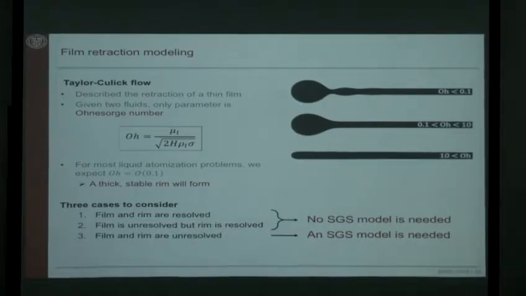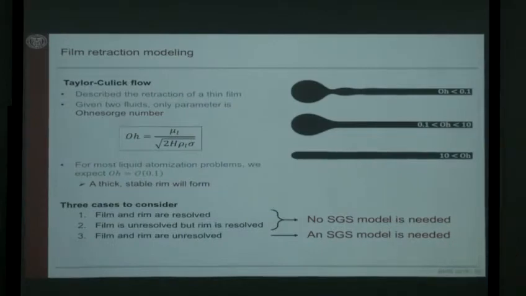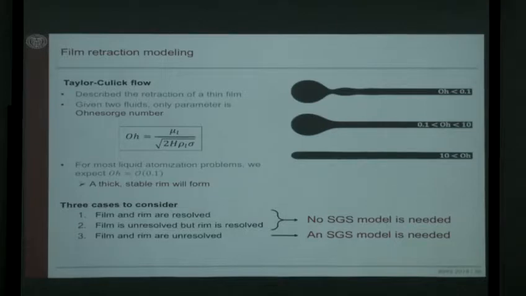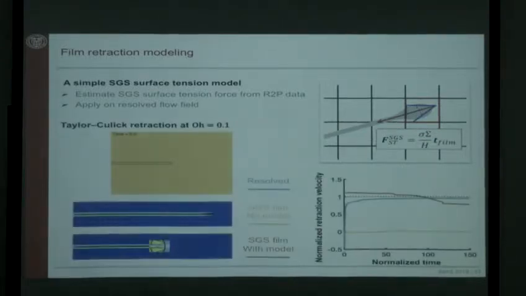So we maintain the film, and the surface tension process that brings the rim back, that retracts the rim, would be resolved. And then finally, if everything is at the subgrid level, there we need a force. We need a subgrid scale force. So we're going to just do the simplest thing right now. We're going to take the information we have from the two-plane reconstruction to create a subgrid scale surface tension force, and we're going to apply that on our resolved scale. This is naive, but we wanted to check whether this was a reasonable place to start.